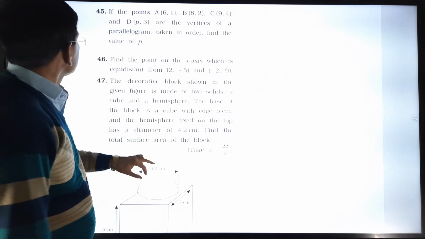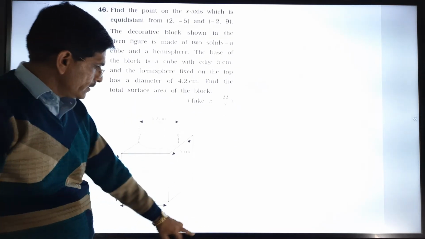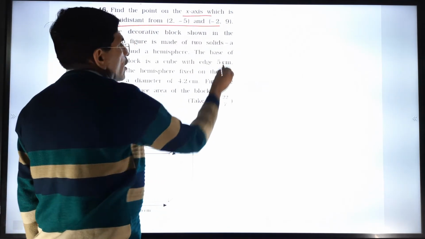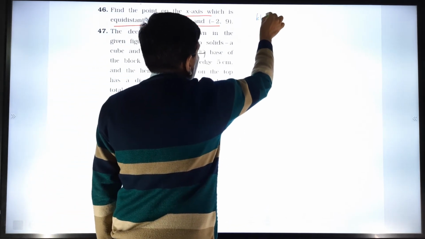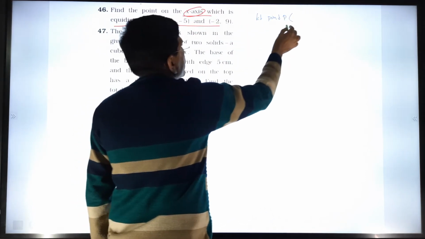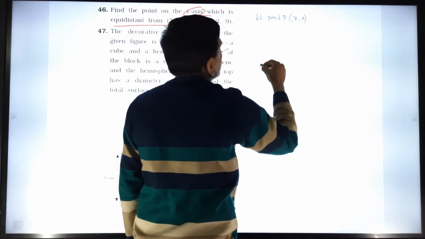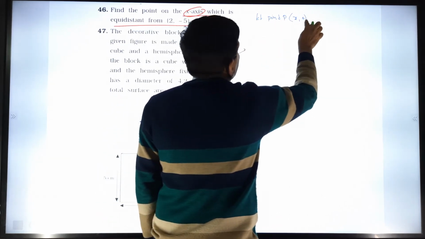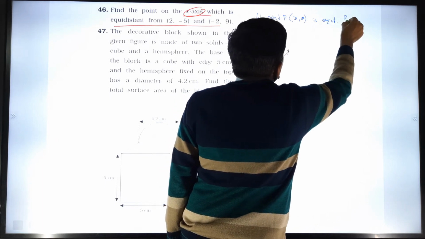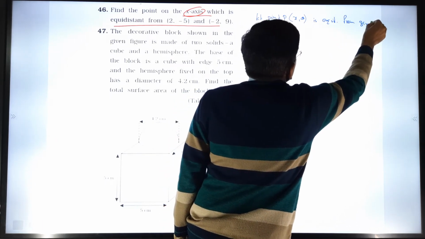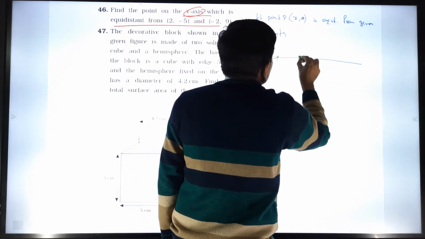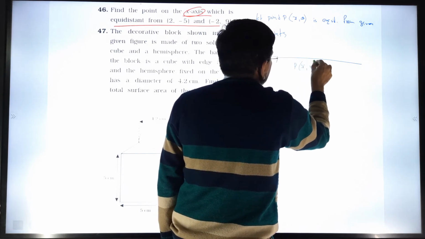Now for question number 46. Again, points on the x-axis which are equidistant from the given points. So first, let point P be on the x-axis, where the value of y is 0. So let P be (x, 0), equidistant from the given points. So let me take P (x, 0) here.